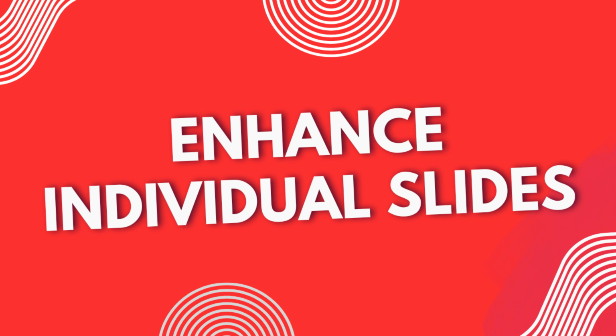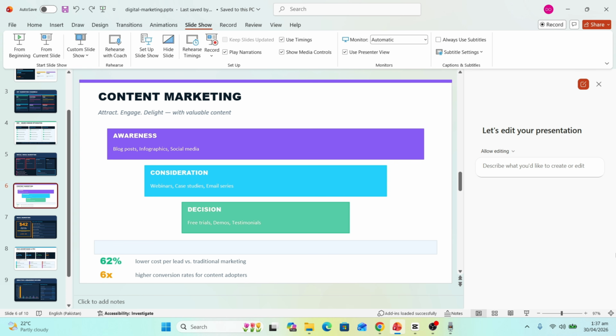Amazing. Enhance individual slides. Another very useful tip I would give you is that you could use Copilot to enhance each slide you feel is not aligned with the overall theme of your presentation, that is not in line with the message you're trying to deliver. For instance, have a look at this content marketing slide. At a glance, straight away, you can see that the overall theme does not align with the other slides, right?